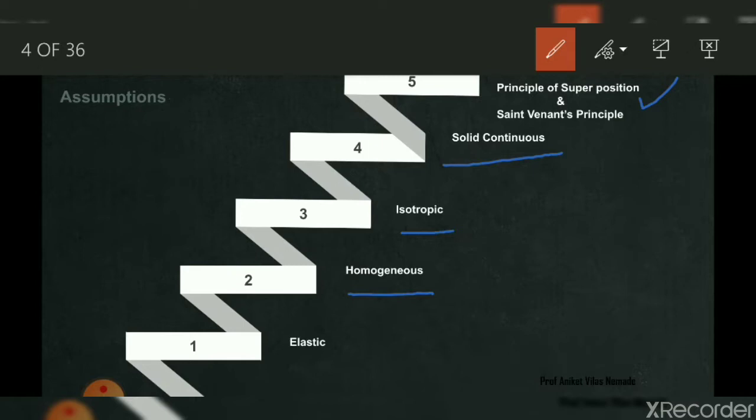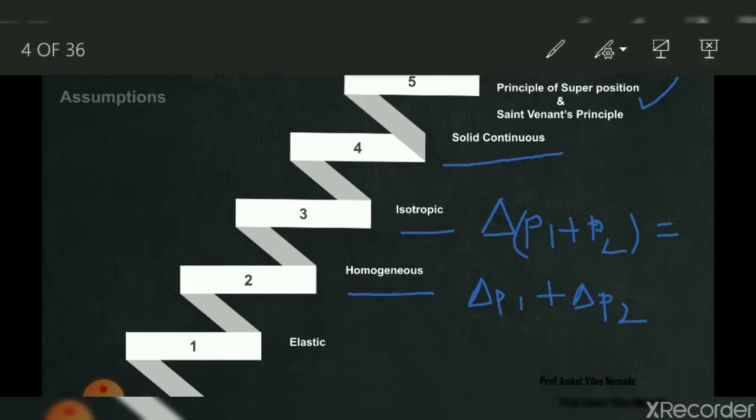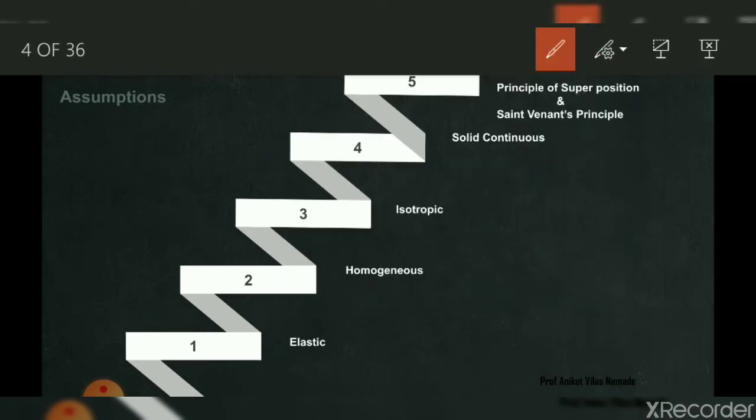If we write it mathematically, then the combined effect of the force system, for example, this is the combined effect of the force system P1 and P2. These are the two forces. The combined effect of the two forces is nothing but the sum of the effects of the two individual forces. Like this. So this is called the principle of superposition, and the Saint-Venant principle should also be valid. These are the assumptions used in the structural analysis.